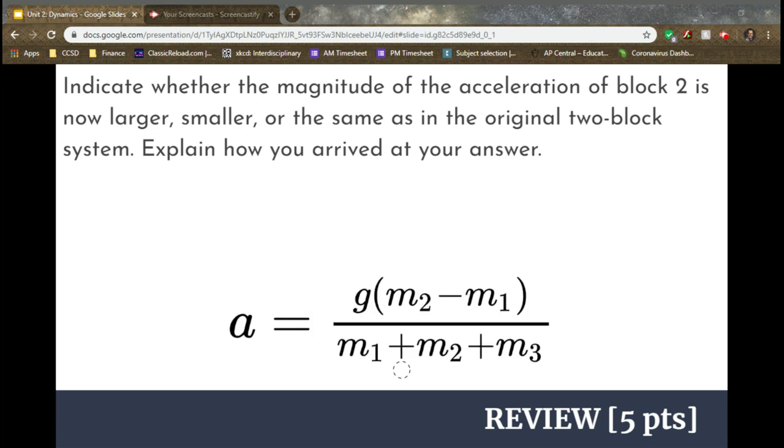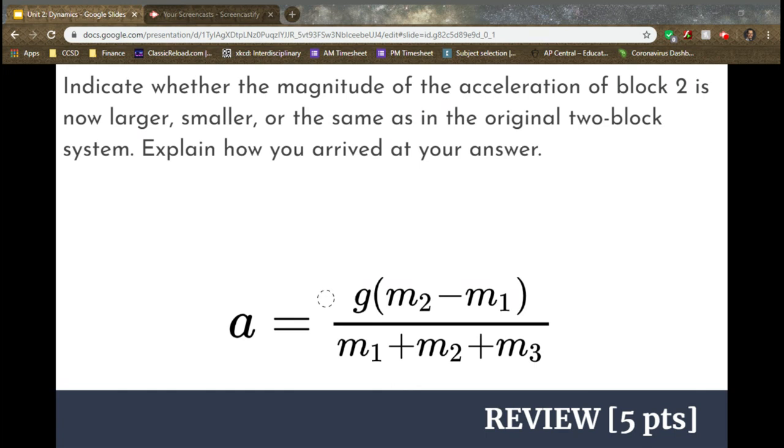If you decided to solve the system, I did it using the easy method. Okay, this is what I got. You'll notice that it looks exactly the same, except that we now have mass 3 in our denominator. Therefore, our denominator will be larger than it was in the two-block system. A larger denominator means a smaller overall acceleration.